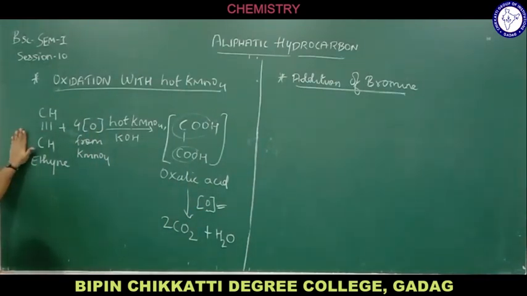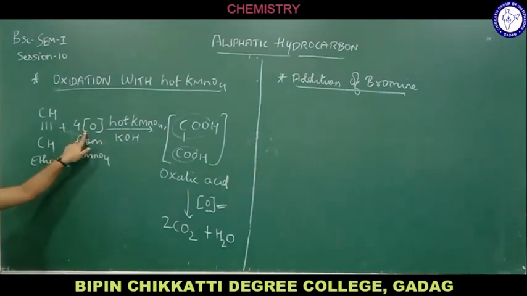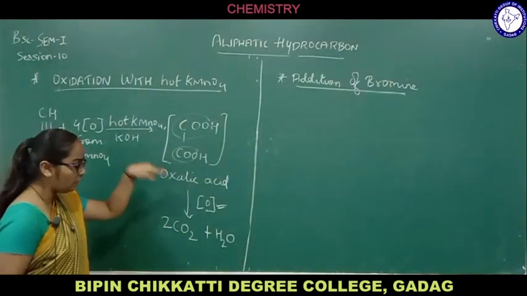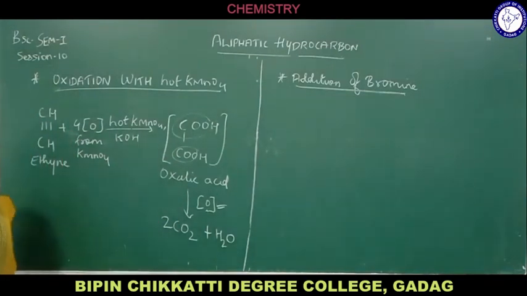So what is happening over here, children? The ethyne, the acetylene, when it is treated with hot KMnO4, leads to the release of nascent oxygen. This nascent oxygen will combine with this ethyne between the carbon-carbon triple bond to form an acid. That oxalic acid on further oxidation leads to the formation of carbon dioxide and water, right? So this is the first example for the oxidation with hot KMnO4.